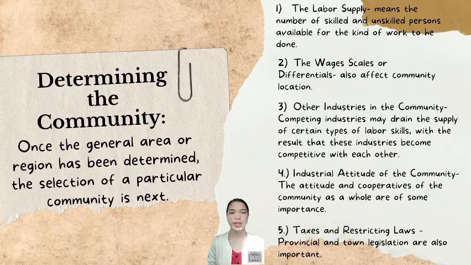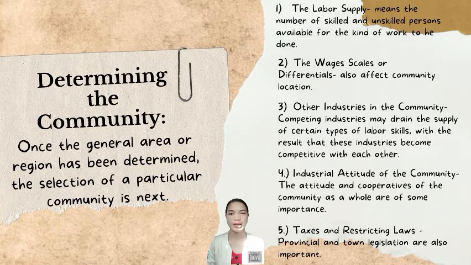Determining the community. Once the general area or region has been determined, the selection of a particular community is next. The best choice of community for the plant depends upon the consideration of the following factors. First, labor supply. Second, wage scales. Third, other enterprises in the community. And lastly, taxes and restrictive laws.